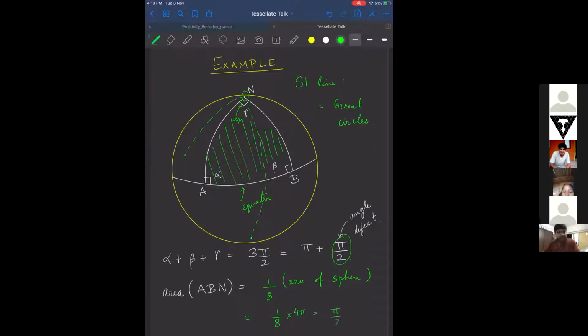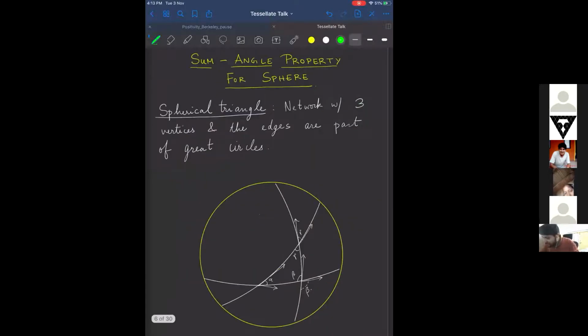So this is going to be pi by 2. So you see that this number, the area of this triangle, seems to be the same as the angle defect, right? So is this a coincidence? It turns out that it's not a coincidence. So I'll state a theorem in a minute. And the theorem will be about spherical triangles.